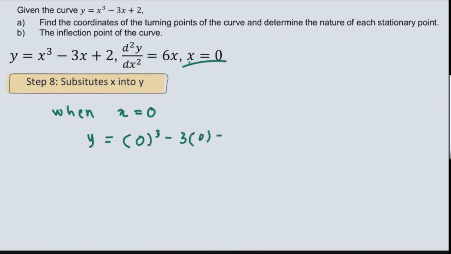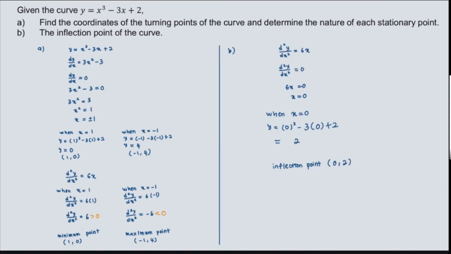Are you sure? No, wrong. Wrong, Akila. Oh, drop. 2. Okay, the answer is 2. So here we can find that the inflection point is 0, 2. Okay, here is the complete working. You can copy it on your books.